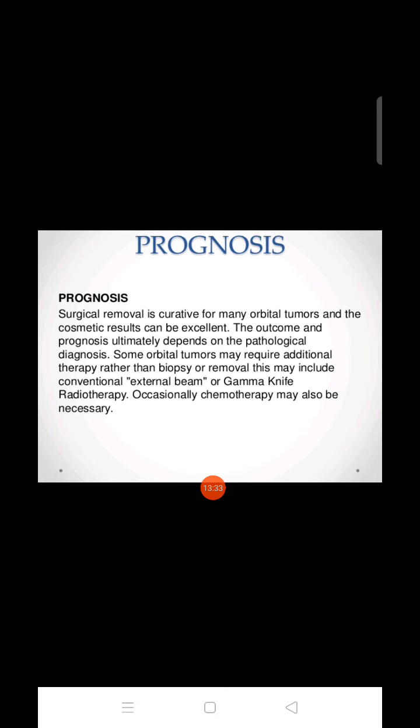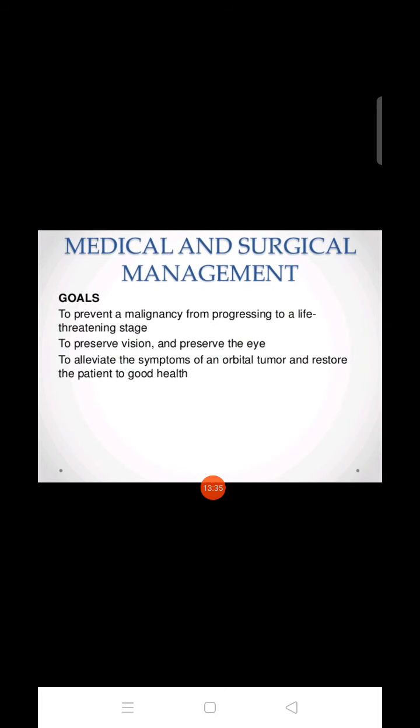For eye tumor, orbital tumor, next, what is the medical and surgical management? What is the goal of management? To prevent a malignancy from progressing to a life-threatening stage, to preserve vision, and to preserve the eye. To alleviate the symptoms of any orbital tumor and restore the patient to good health.